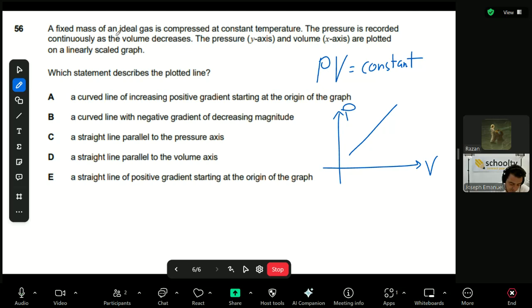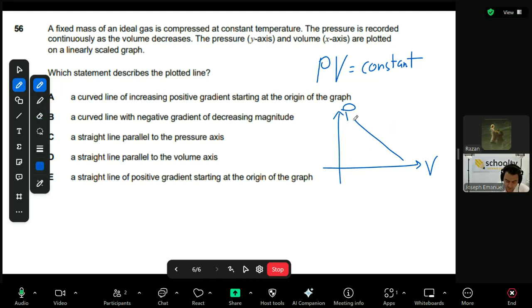A fixed mass of an ideal gas is compressed. No, I guess it cannot be like this because it's constant. So it should be like this. The line which is scattered, like you have some points scattering and they have a regression. Anyway, this is the best line that describes all these observations. The line should be going down because the multiplication is a constant. By the way, if you want a constant, I can tell you something very interesting.